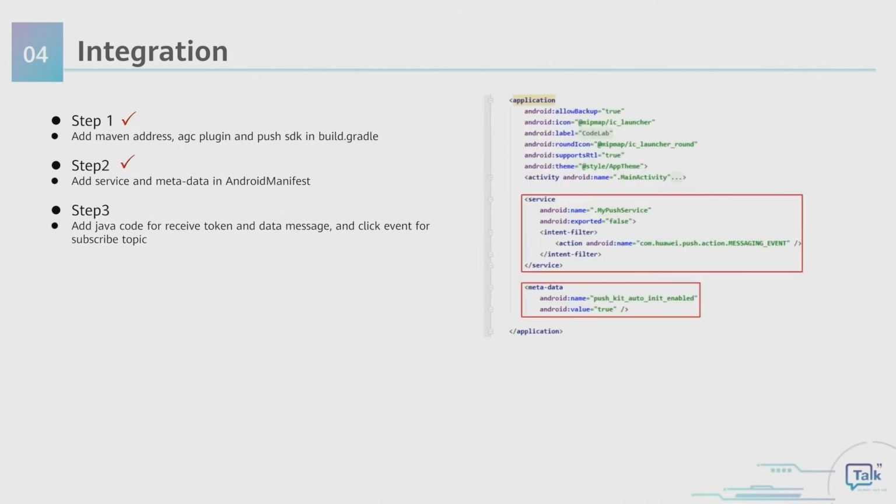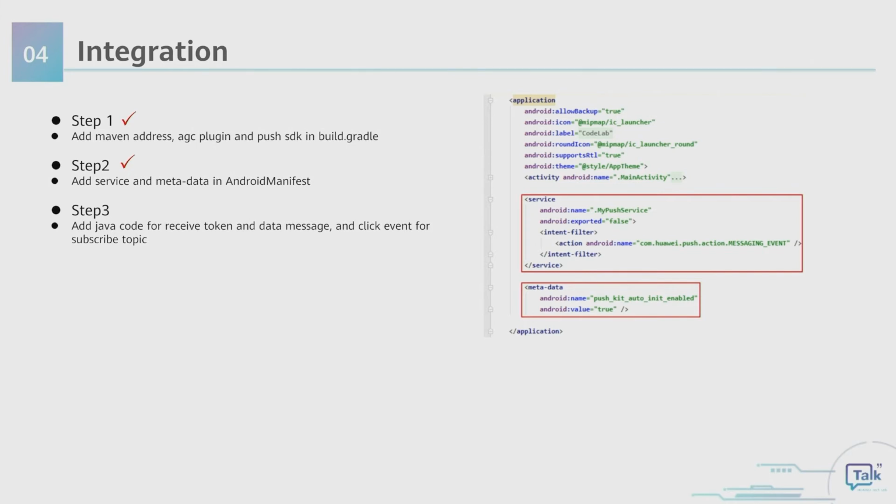After that, we'll go to the Android manifest, and add the service block and the metadata block to register them. We'll later create this service to receive tokens and data messages. By setting PushKit auto-init enabled to true, PushKit's SDK would automatically request a push token from the server on app launch.